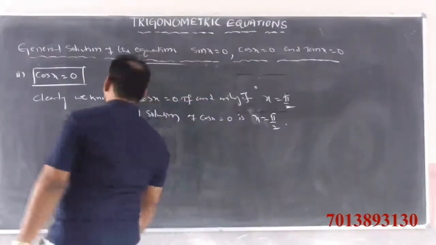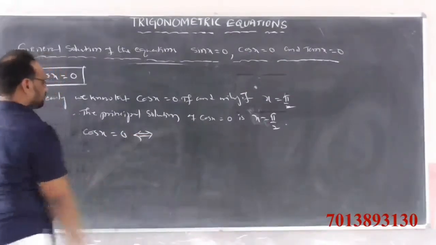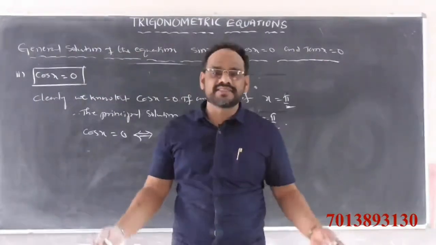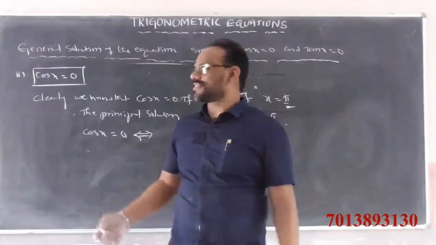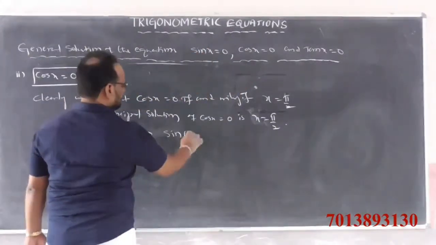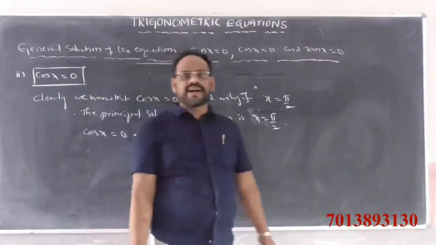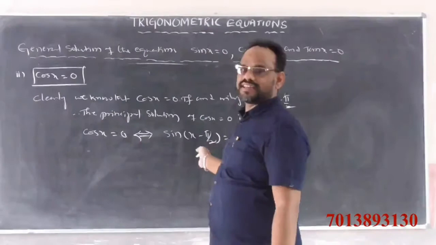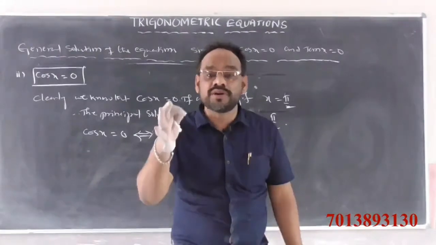Also we know that cos x is equal to 0. This can be written as sin of 90 minus theta, which is nothing but cos theta. So cos x can be written as sin of (x minus pi by 2), as per our convenience. Here 0 is there, so this can be written as sin of (x minus pi by 2) is also 0.